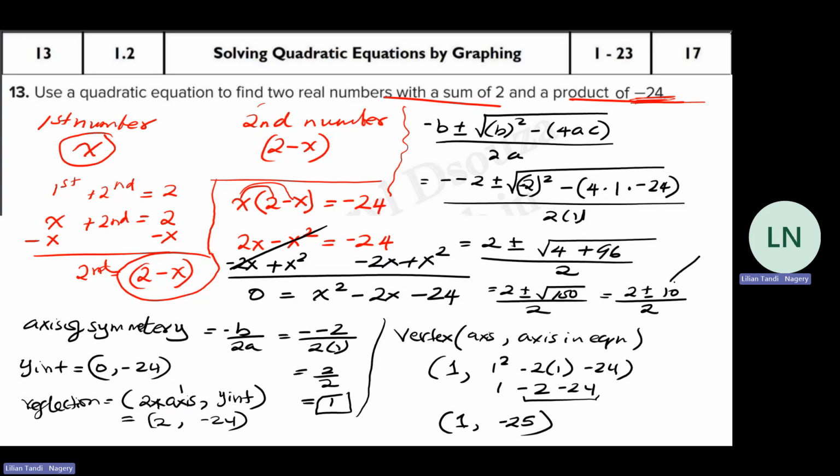Then it goes two ways. 2 plus 10 divided by 2 and 2 minus 10 divided by 2. 2 plus 10 is 12. 12 divided by 2 is 6. 2 minus 10 is negative 8. Negative 8 divided by 2 is negative 4.